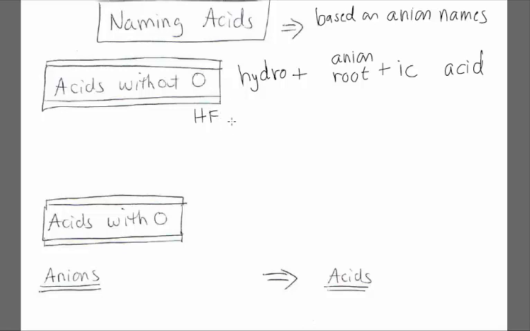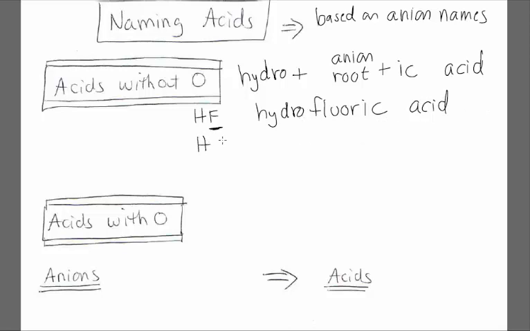HF does not contain oxygen, so you use the word hydro, and this anion is F-, which is fluoride, and the anion root would be fluor, and then you put on the ic, and a separate word is acid. So this is all one word, hydrofluoric acid.